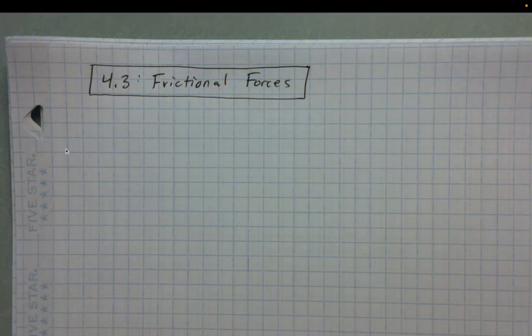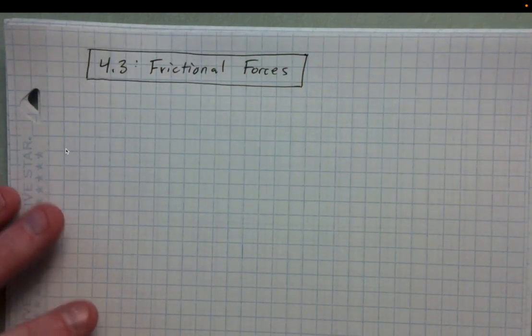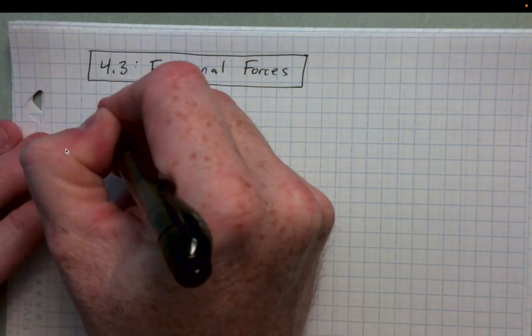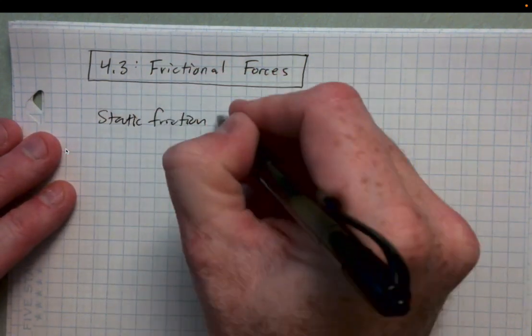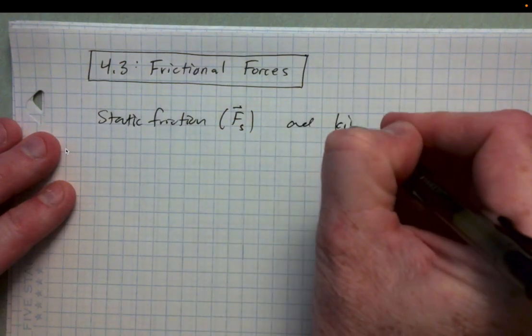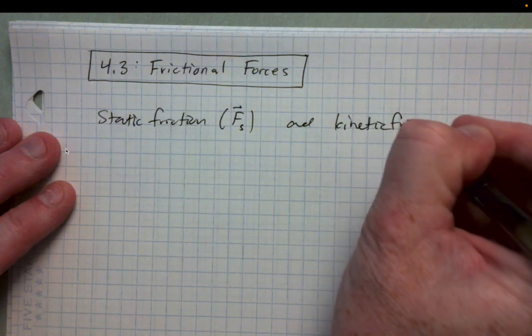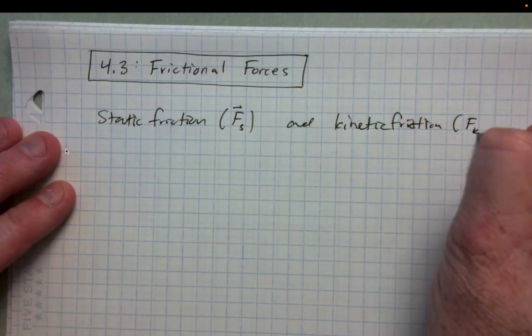So we've talked about friction already. We spent some time on it several lectures back. But just to review quickly, just to make sure we're clear on the notation and all of the different concepts here, we've got essentially two different kinds of frictional forces. We've got static friction, which we'll denote F sub s here, and kinetic friction, which we'll denote F sub k.